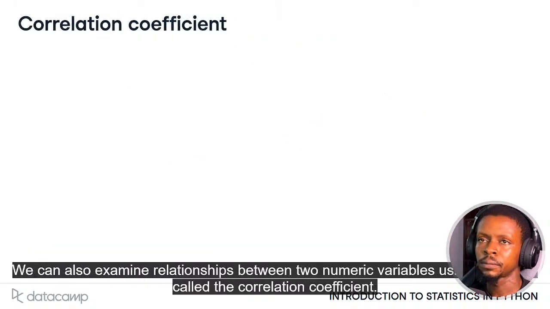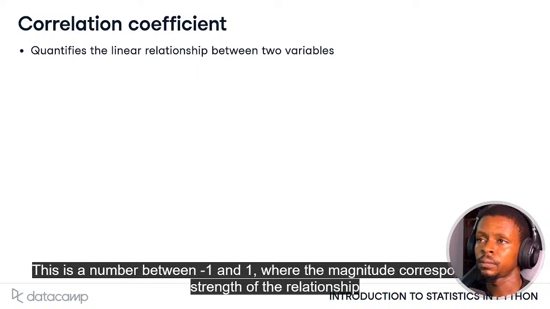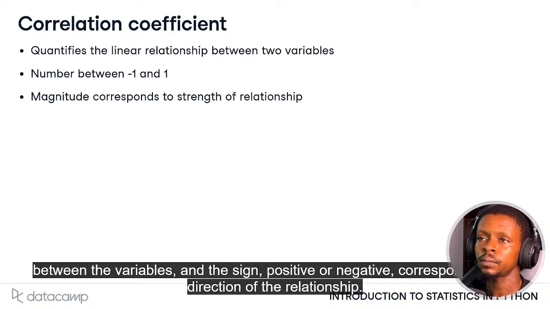We can also examine relationships between two numeric variables using a number called the correlation coefficient. This is a number between -1 and 1, where the magnitude corresponds to the strength of the relationship between the variables, and the sign, positive or negative, corresponds to the direction of the relationship.